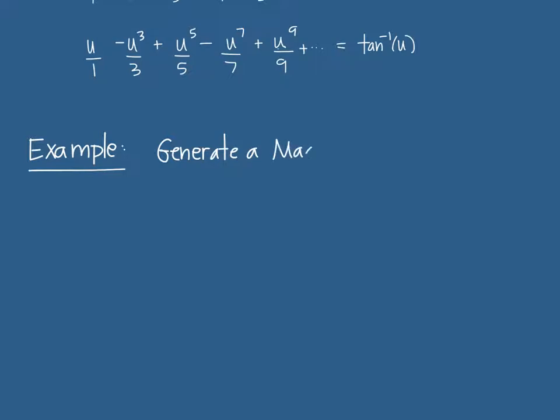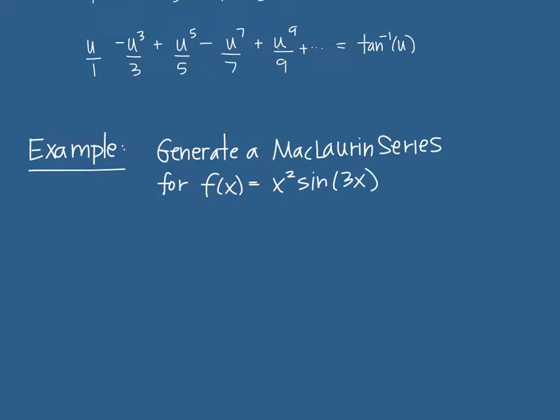Okay, generate a Maclaurin series for the function x squared sine 3x. A series is the same as a polynomial here because a series is just a sum of individual terms, and so is a polynomial. So we're going to build this. It's like building block pieces that we're going to put together. Let's start with the sine because we have something to model sine.